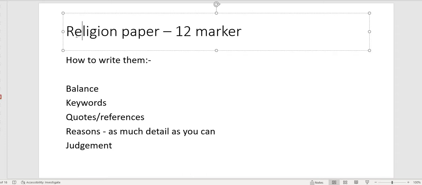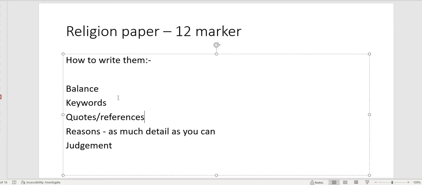Okay, so on the religion paper, it's really important to remember the following things. Your answer should be balanced. That means that you can either write a support, oppose, judgment. You can't think of more than 2 points. You need to have a judgment.